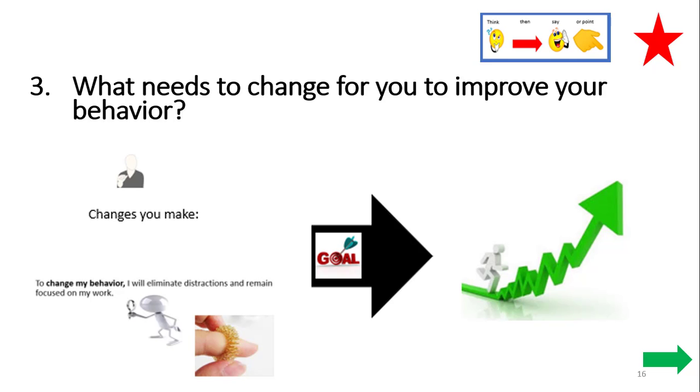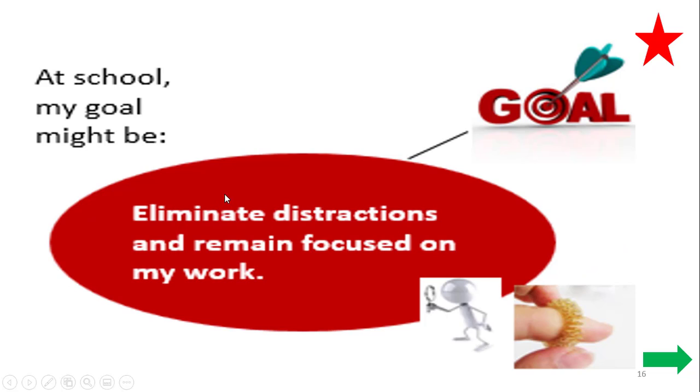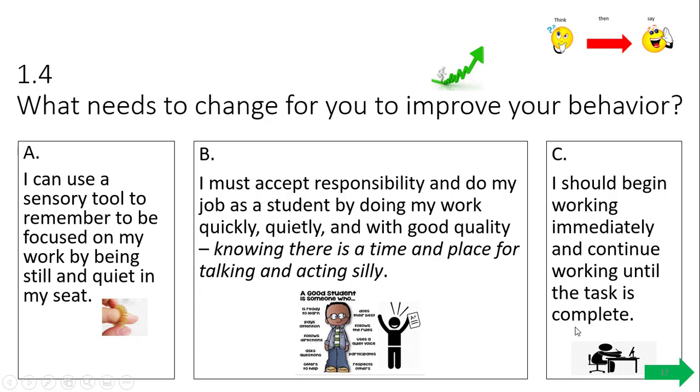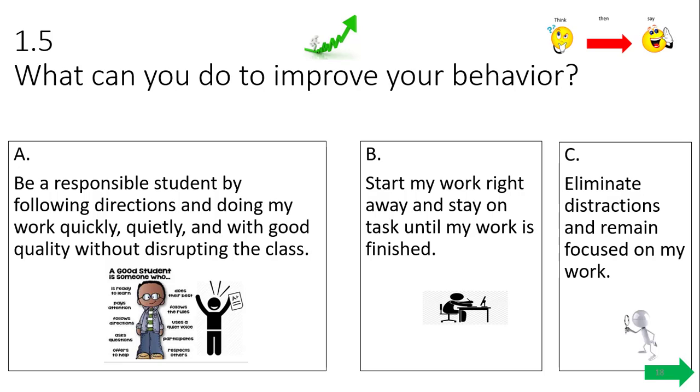So what needs to change for you to improve your behavior? We talked about changes that you make, setting your behavior goal to eliminate distractions and using your sensory tool to do that. So remember, eliminate distractions and remain focused on our work, using that sensory tool to help us. Here's the probe question. What needs to change for you to improve your behavior? Is it use a sensory tool, accept responsibility, or begin working immediately? Erin, make your selection now. Point to A, use a sensory tool. We just talked about this. I hope you're paying attention and making sure that you're making the connection between your lessons and your probe.